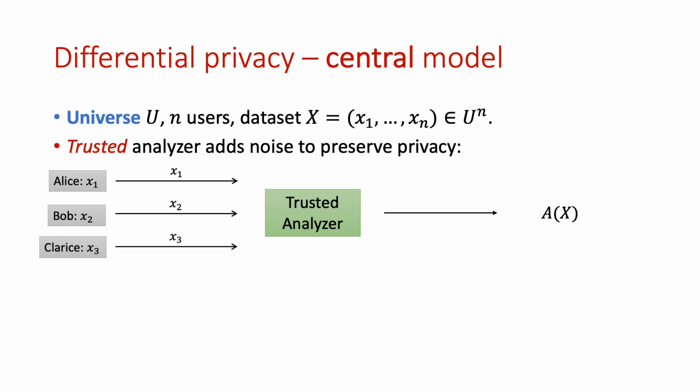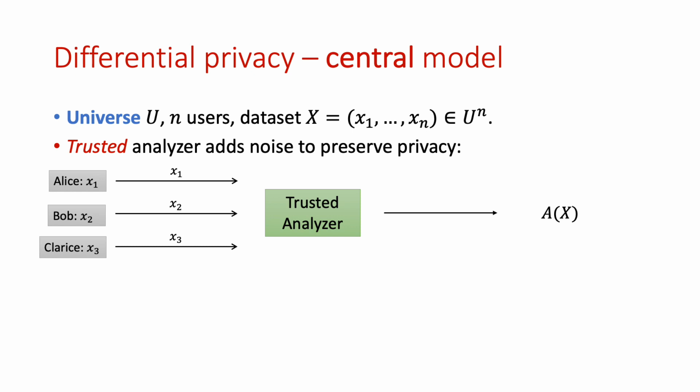We're going to assume there's a universe U, which is simply a finite set, and there's n users, each of whom holds an element of U as their data point. The collection of these n users' data elements is called their data set, which is denoted by capital X. The goal in differential privacy is for the users to release certain statistics of the data set X in a way that respects each user's individual privacy.